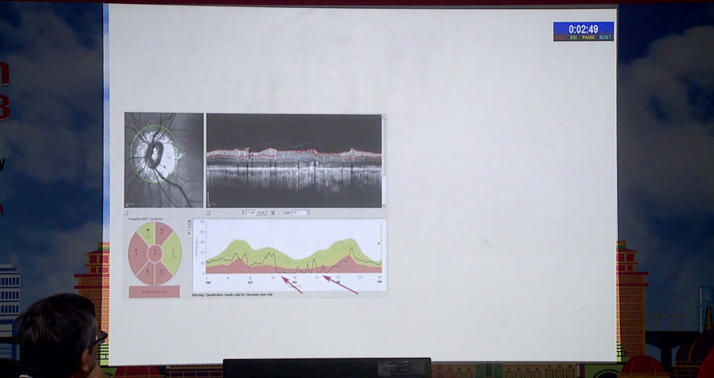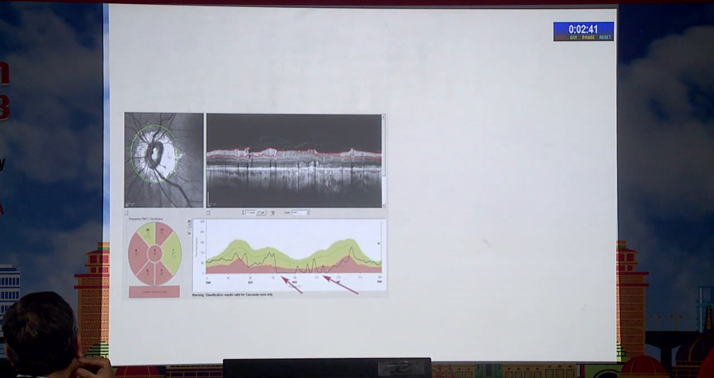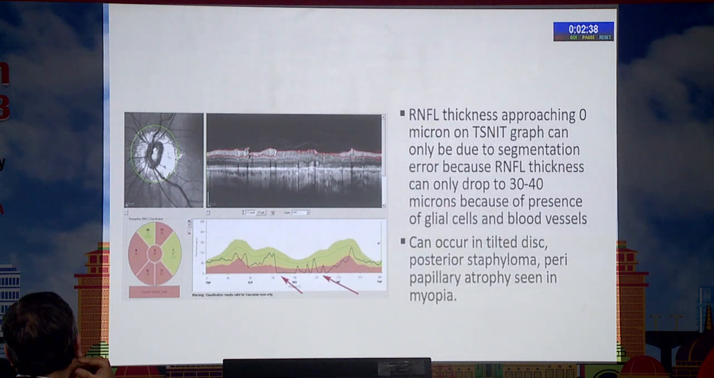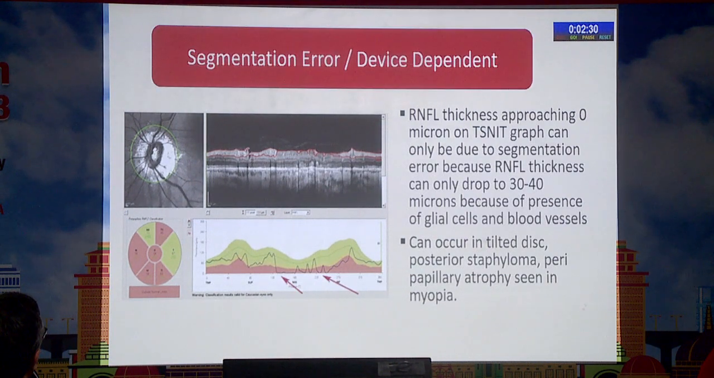So this next example is from Heidelberg showing a lot of red areas and the RNFL thickness dipping to 0, which is not practically possible because of the presence of glial tissue and blood vessels. And this occurs usually in tilted disc and posterior staphyloma in myopia. So this is a device dependent segmentation error.